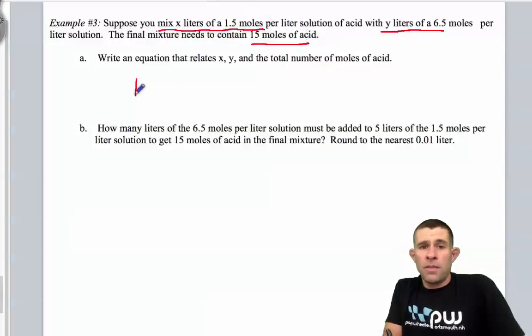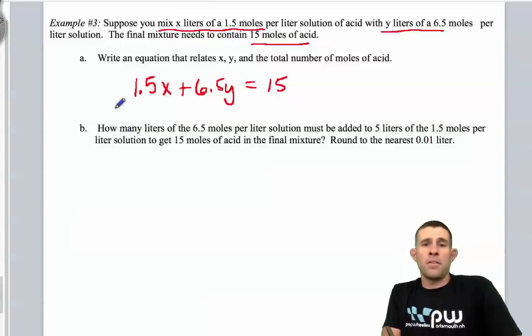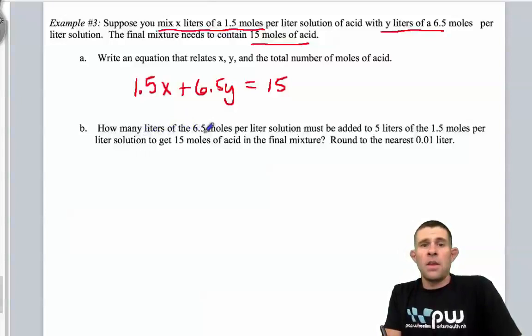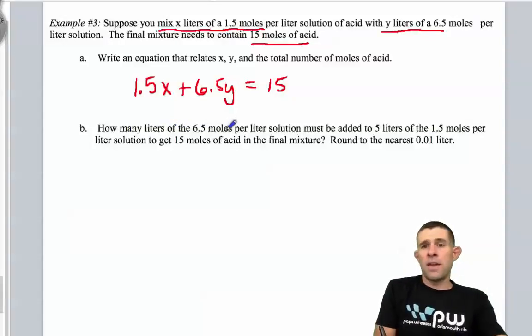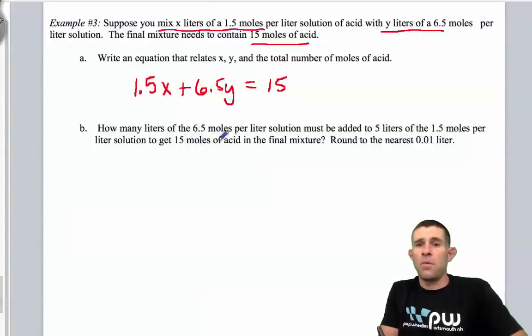So let's write out that linear combination. We have 1.5 moles of X liters plus 6.5 moles of the Y liter solution. And together they have to combine to give me 15 moles of acid. So there's our linear combination relating X and Y. It says now in part B how many liters of the 6.5 solution needs to be added to 5 liters of the 1.5 solution in order to get 15 moles.